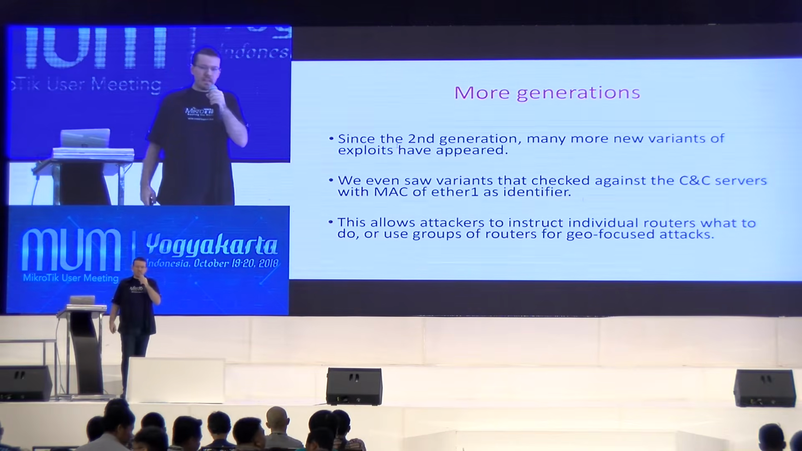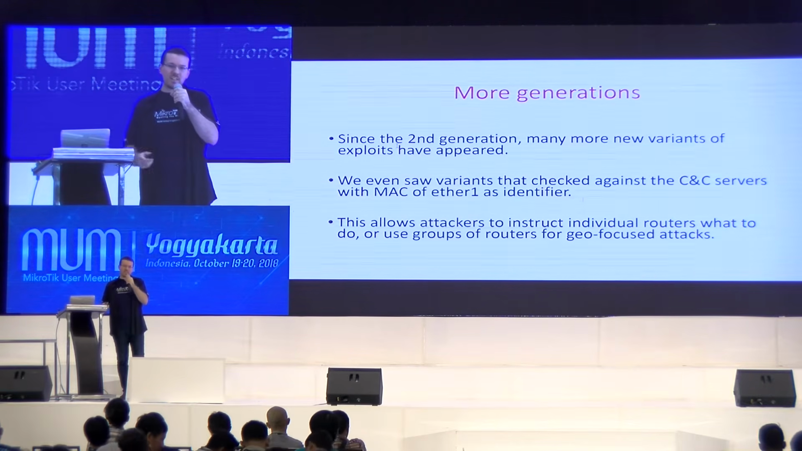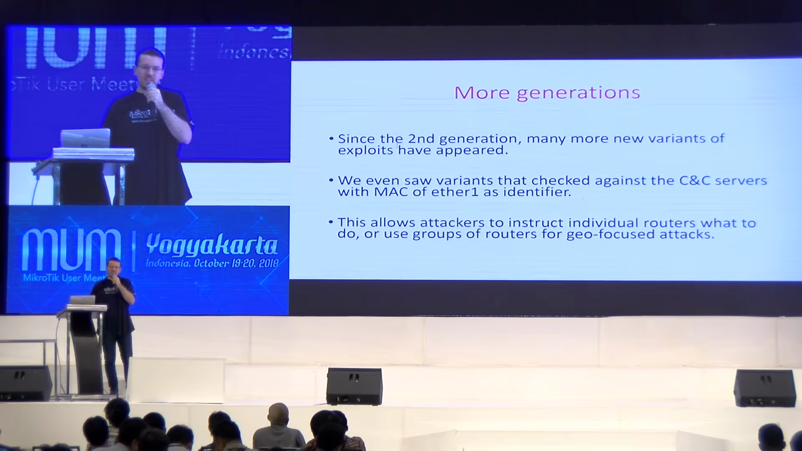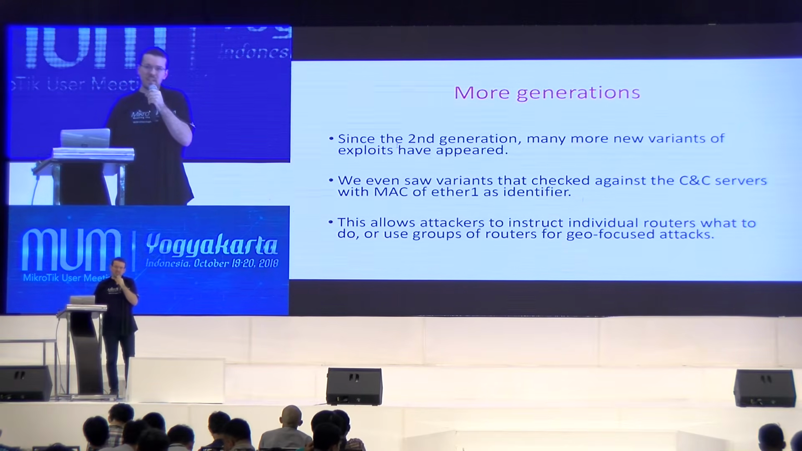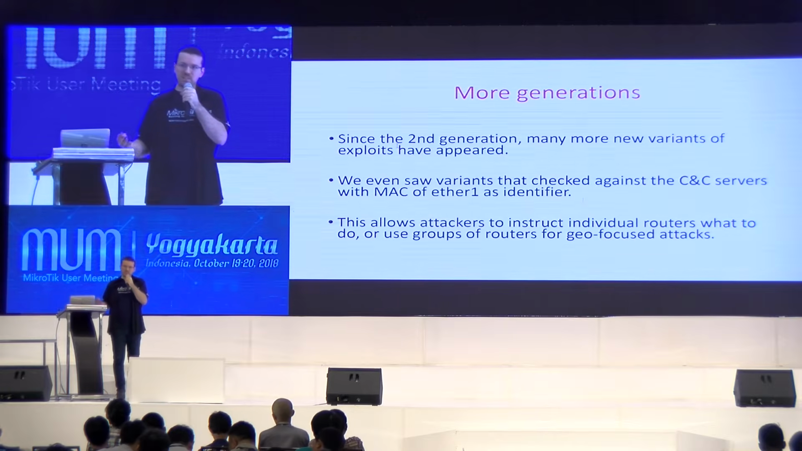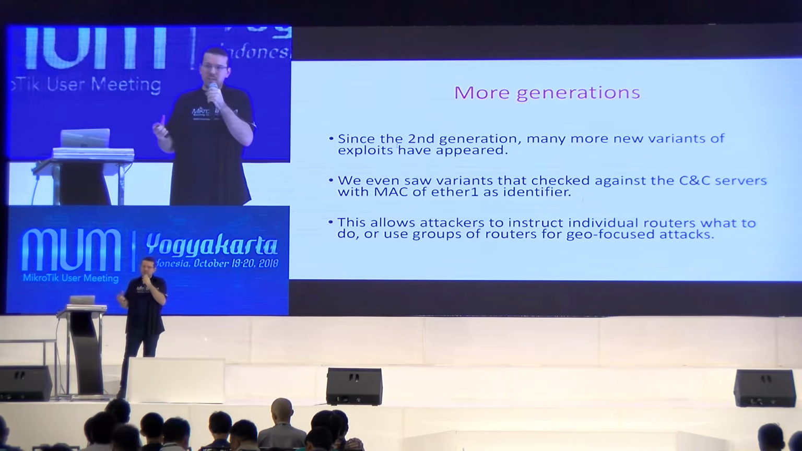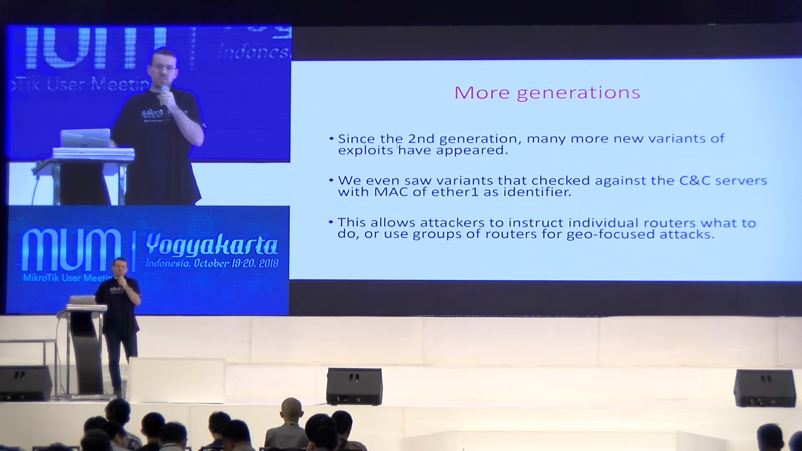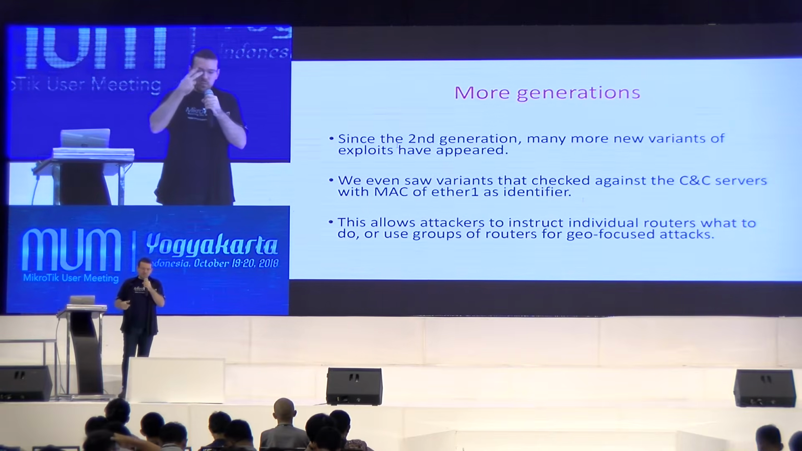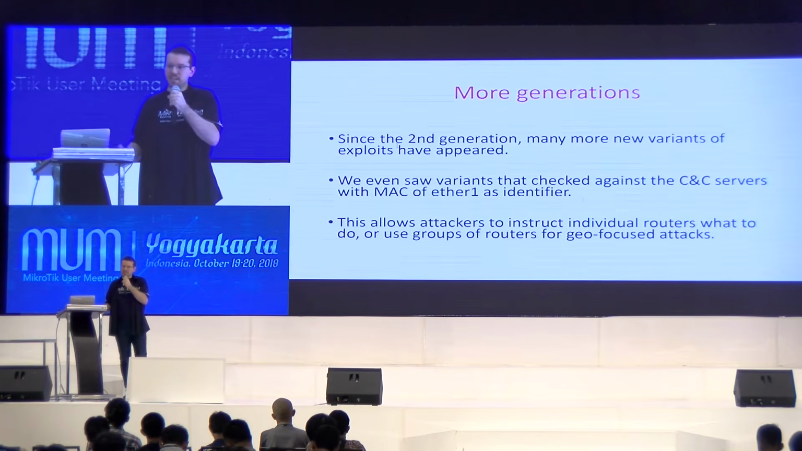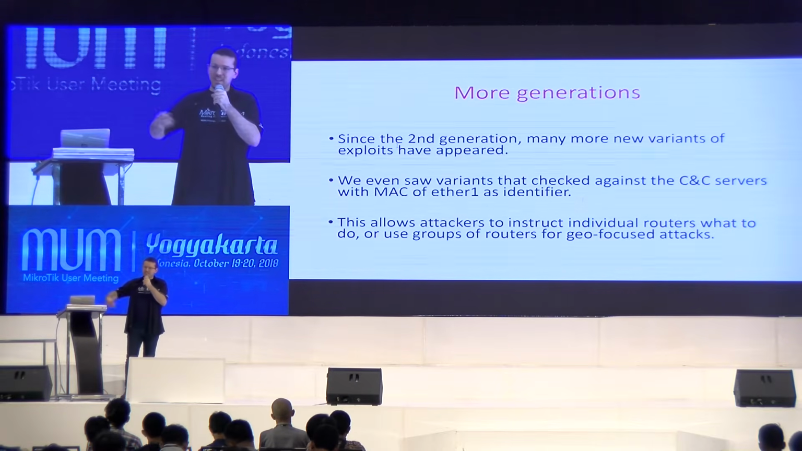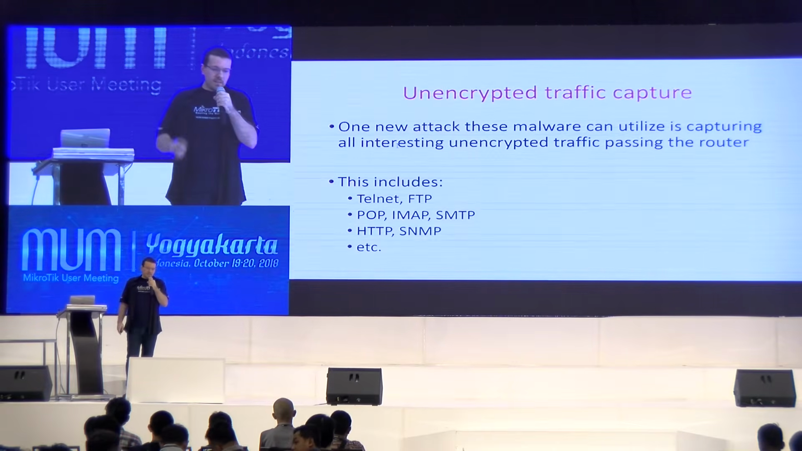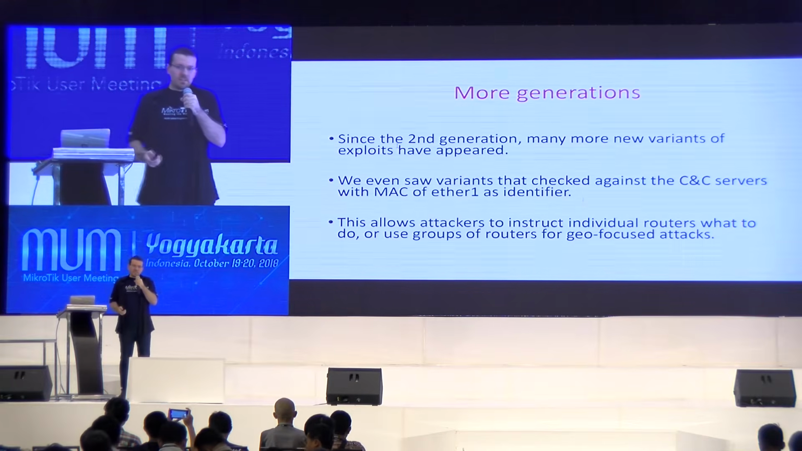For example, we even saw some variants that checked against a command and control server with the MAC address of Ether1 as an identifier of the router. So the attackers are getting quite sophisticated here, because they are keeping a database of all of the routers they infect, and using the Ether1 MAC address as a unique identifier. Therefore they can instruct individual routers to perform different attacks, or use groups of routers for geographically focused attacks. For example, routers from Indonesia attack an Indonesian server, whereas routers from the US attack a US server. So it's getting quite sophisticated.